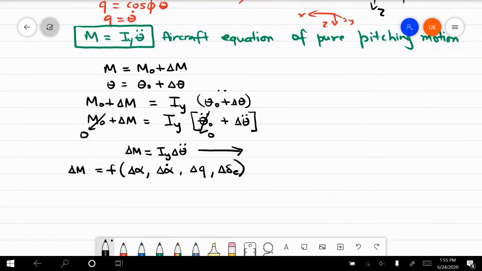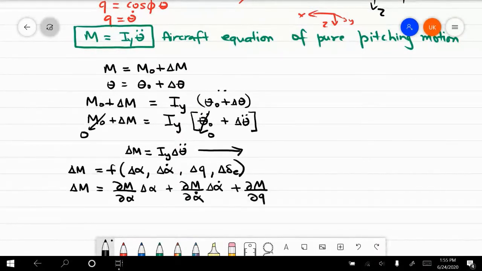So as I said, we will write this as a combination of stability derivatives. So I can write this delta M as dM d alpha times delta alpha plus dM d alpha dot times delta alpha dot plus dM dq times delta q plus dM d delta e times delta e.